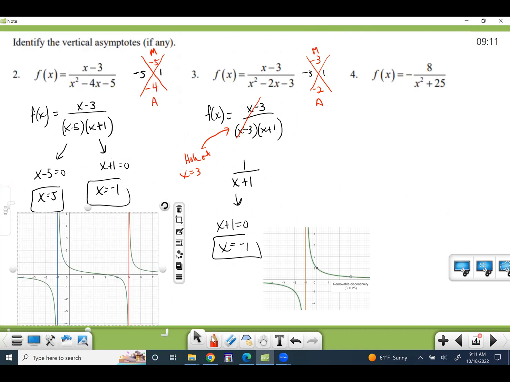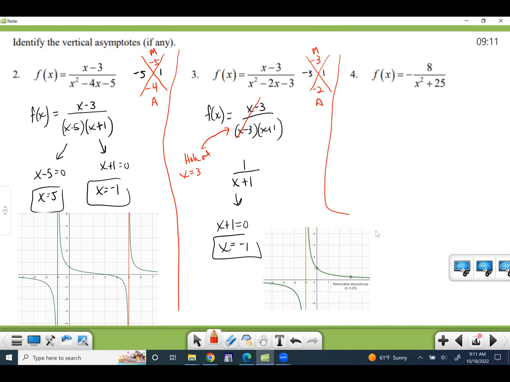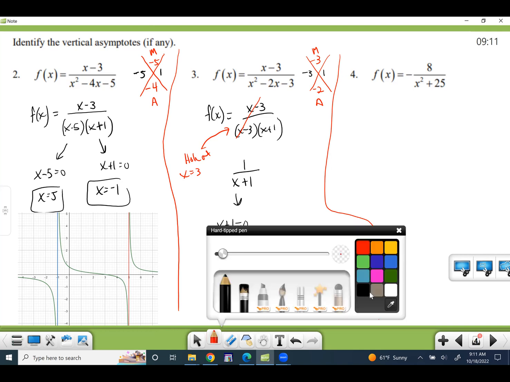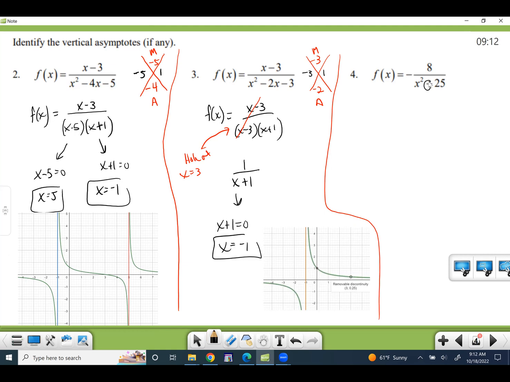Okay, now let's go ahead and do this last one. Let me draw some dividing lines down the middle here. On this one, there's no factoring that we can do. We can't factor an x squared plus 25. It has to be a minus, a difference of squares. There is no sum of squares. And so since it can't factor, we would just set the bottom equal to 0.